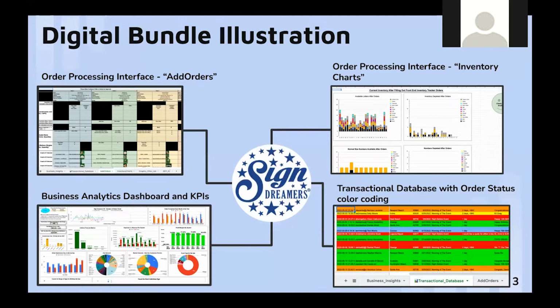As we go to the last picture up here, that's part of our order processing interface as well. This is called our inventory chart. What it shows is the number of letters we have. It goes from A through Z, and it shows every single color of a letter that we have. So it's pretty small right here.